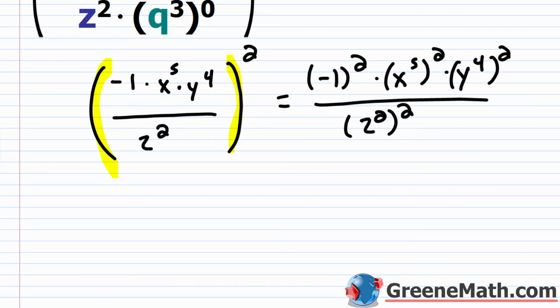So let's come down here and say this is going to be equal to -1 squared is 1. I'm just going to line that out and put 1. You don't need it, it's just multiplication. X to the 5th power being squared is x to the 10th power. Again, power to power rule: x stays the same, 5 times 2 is 10. Then y to the 4th power squared, again power to power rule, y stays the same, 4 times 2 is 8. And then down here, you have z squared being squared, so z stays the same, and 2 times 2 is 4. So this gives me a final answer of x to the 10th power times y to the 8th power, over z to the 4th power.